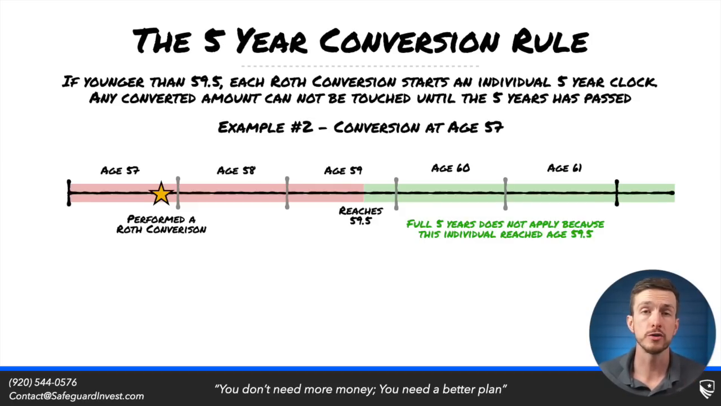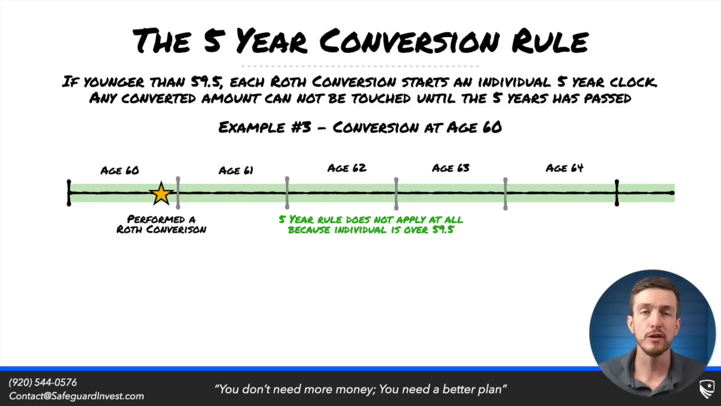Let's say this individual was performing a conversion at age 57 instead. Here, the 5-year conversion rule turns into more of a 2.5-year-ish conversion rule. Remember, the most important qualifier for this conversion rule is whether the individual is older than 59.5. As soon as they reach age 59.5, no conversion 5-year time frame applies anymore. Then finally, we look at a conversion situation for an individual age 60. Here they can perform a Roth conversion and have it immediately accessible. There's no waiting period. You can even withdraw part of that conversion in the same year.